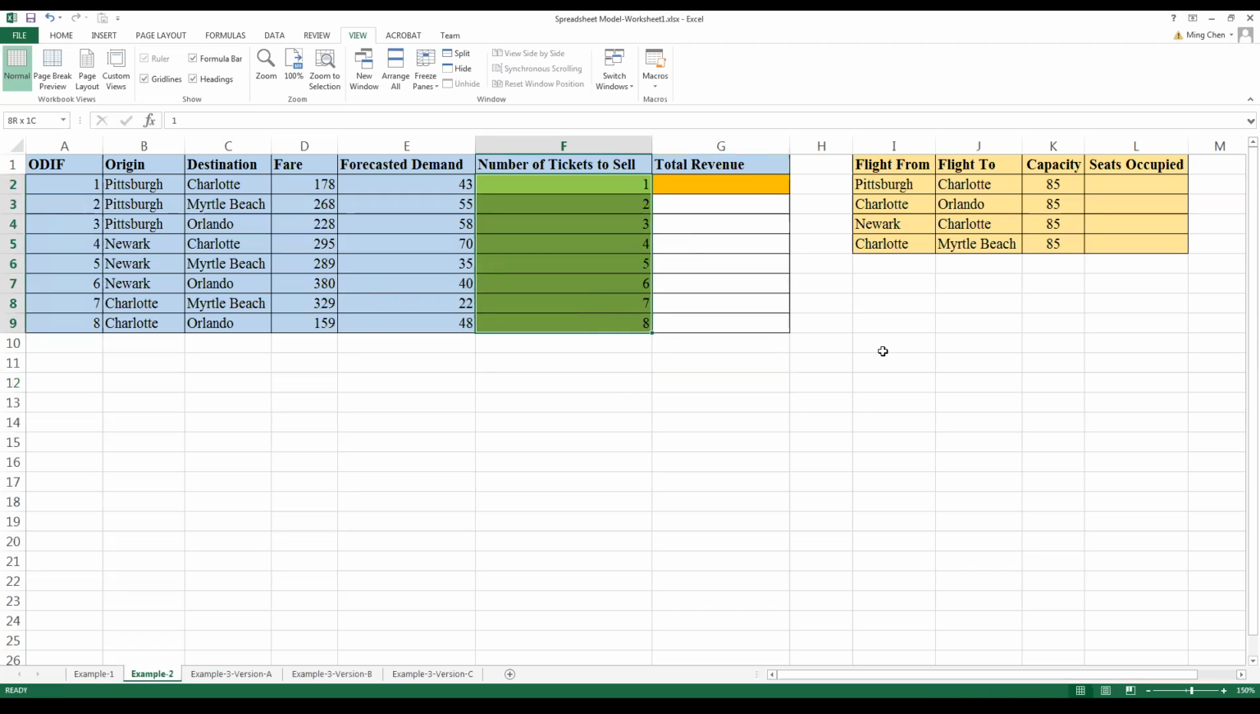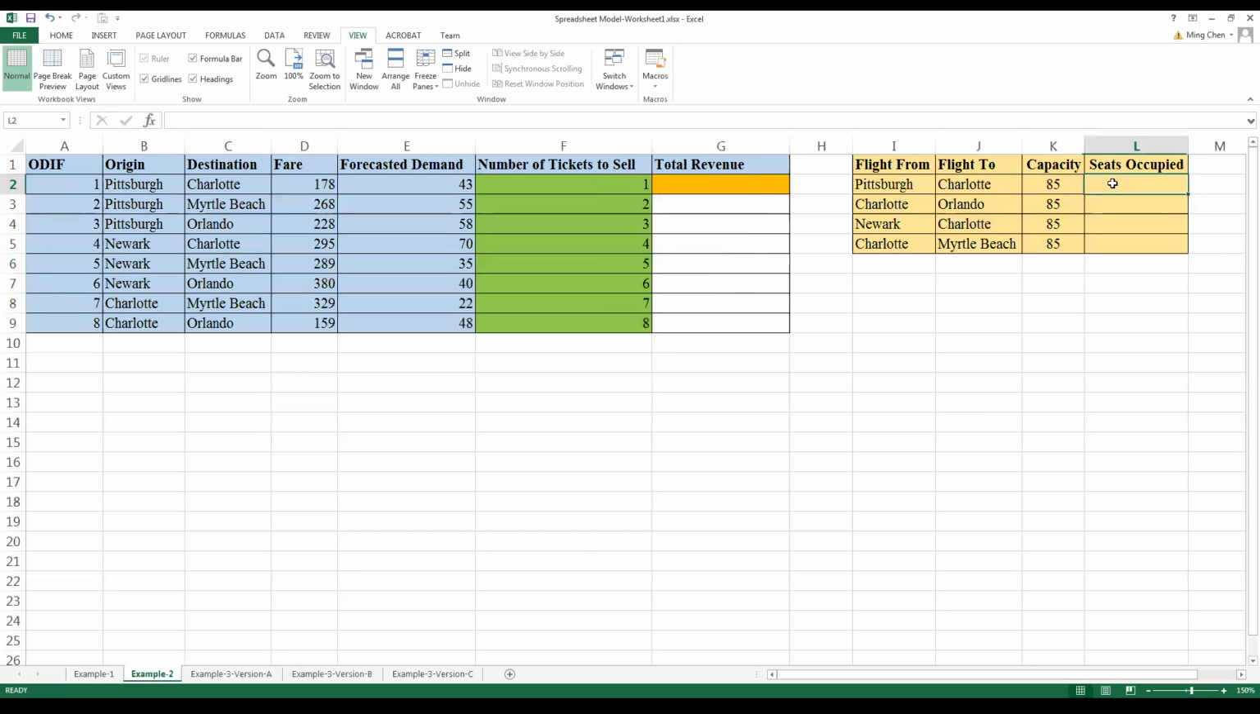Now, based on this solution, we want to see how many seats are occupied. So I have 4 different flights. There are 85 seats available on each flight. If you are going to sell this many tickets for different OD pairs, how many seats will be occupied on each flight? So look at the first flight. The first flight from Pittsburgh to Charlotte, 85 seats available. Now let's see. These are the number of tickets you're going to sell. How many seats are sold on this particular flight?